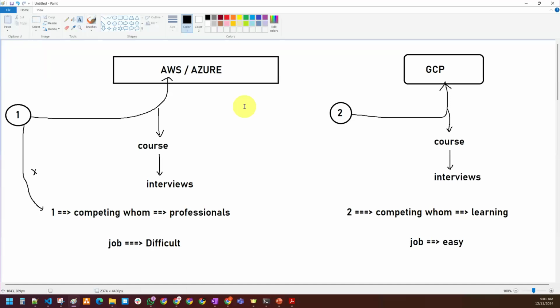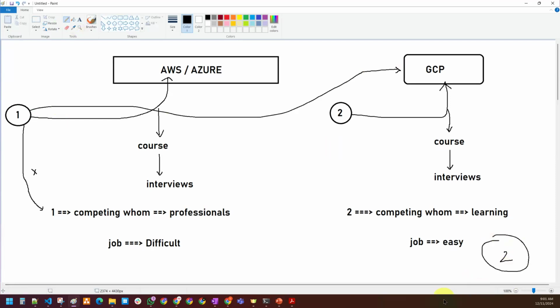Everyone understands the market, so they learn AWS and Azure. And after 3 months, they couldn't get the job, and they come to my course. That's what happened in many scenarios. These guys come to the GCP course and are able to get the job within 2 or 3 months itself, because there is a very huge demand. The opportunities are more, the candidates are less. So that's the reason getting the job is easy here.